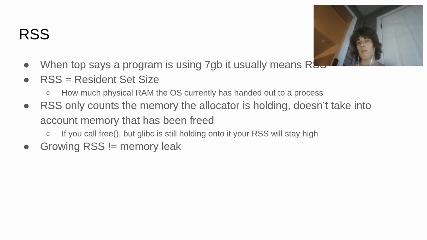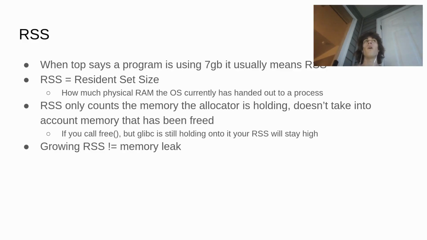So next up, let's talk about RSS. When you run top in your Linux terminal, for example, and it says a program is using 7 gigabytes of memory, it's usually referring to RSS. RSS is resident set size, and that basically tells you how much physical RAM the operating system is currently handing out to a process. So RSS only counts the memory that the allocator is holding, and it doesn't take into account the memory the allocator has freed. For example, if you call free, but glibc is still holding on to your memory, your RSS will stay high.